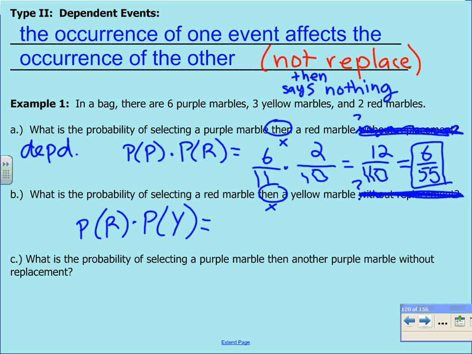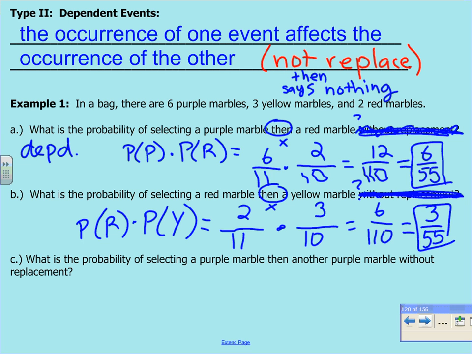Okay, Mary, what's the probability of red the first time we get a marble? Good. Charles, the second time we get a marble, we don't replace the first one. What's the probability we get yellow? Good. 3/10. Okay, multiply across the top, across the bottom. We get 6 over 110. And then Matt, completely simplified. Good. 3/55. We okay on that one?